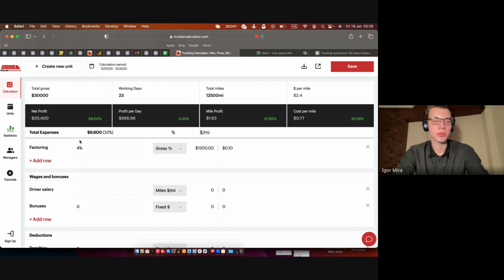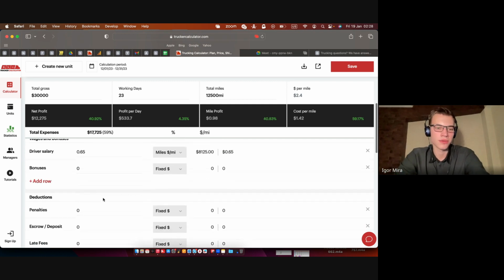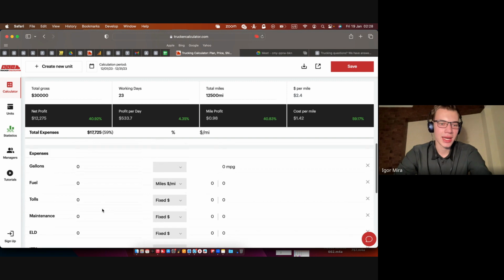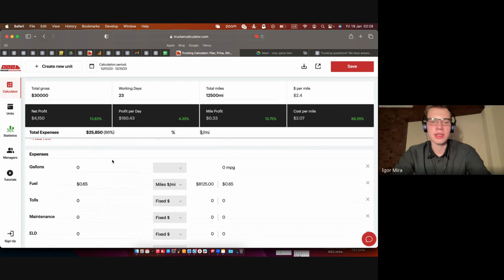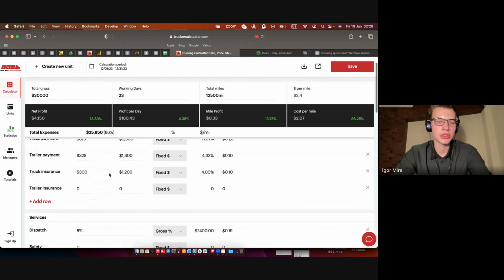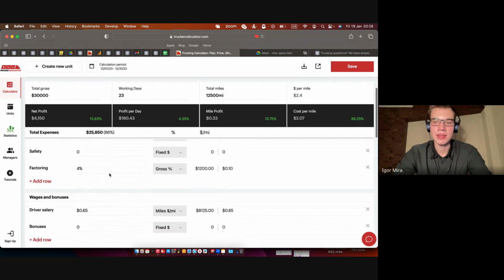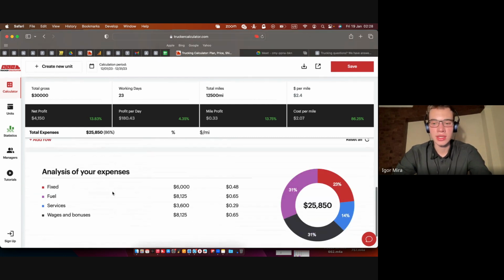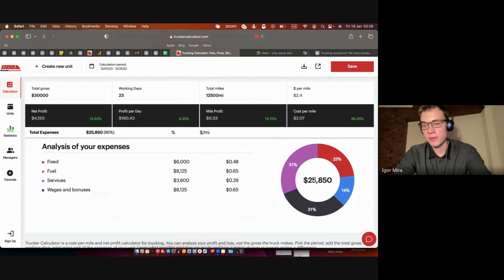For example, for the December month, let me quickly finish with all the potential expenses of a truck, right? I will just go with fuel at 65 cents per mile, and here is what I get. So here are all of my potential expenses that my truck might have. And in this example, my total expenses amount is $25,850, while my gross is $30,000. And in this case, my rate per mile is 2.4 and my cost per mile is 2.07.